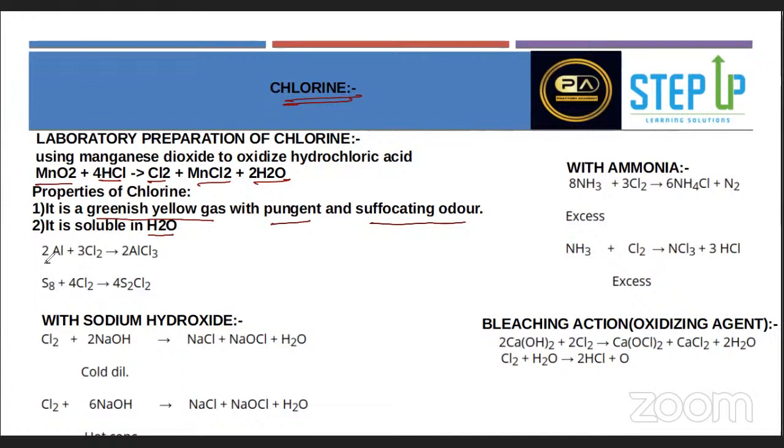You can see that with metals, if you react chlorine, it forms metal chlorides. Or if I react chlorine with non-metals, it will form what? Non-metal chlorides. This is a general reaction. This is very important. Okay.